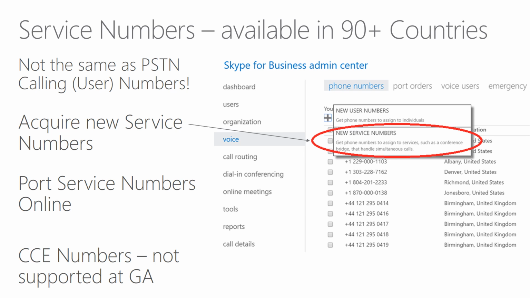If you have an existing PSTN calling number and you want to reuse this as a service number, you must create a ticket with Office 365 support. It must be ported from a normal number to a service number. You can also port service numbers online. You cannot use any phone numbers provided by on-premises PSTN calling or Cloud Connector Edition.